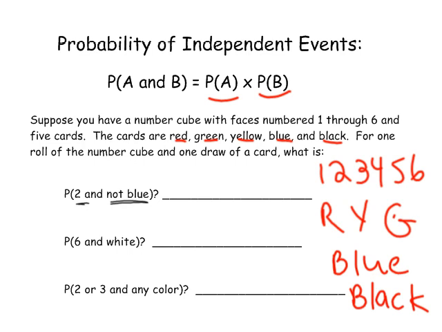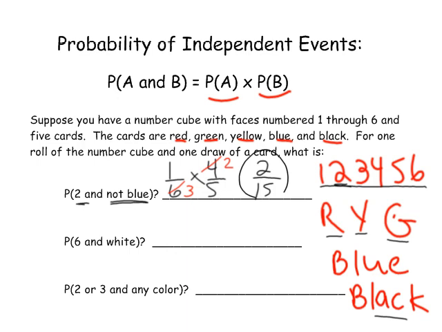Well, the probability of rolling a 2 is 1 out of 6, so that's 1/6. The probability of getting not blue: we have 4 colors that are not blue: red, yellow, green, and black. So the probability that happens is 4 out of 5. And we're going to multiply those two together to get our probability. We always want to simplify first. We know 4 and 6 are both divisible by 2. 1 times 2 is 2. 3 times 5 is 15. So the probability we roll a 2 and then draw a card that's not blue is 2 out of 15.